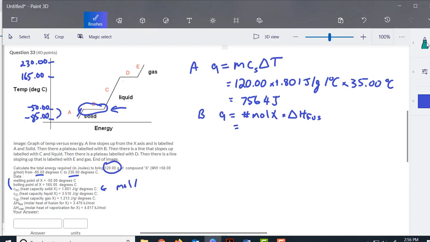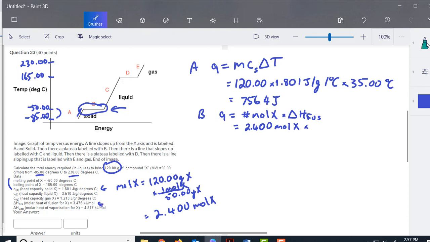So the moles of X is going to be 120.00 grams of X, and that's times 1 mole over the molecular weight, which is given as 50.00 grams of X. So this gives us, for moles of X, 2.400 moles of X. So that's going to be 2.400 moles of X times the delta H of fusion, which is given here as 3.476 kilojoules per mole.